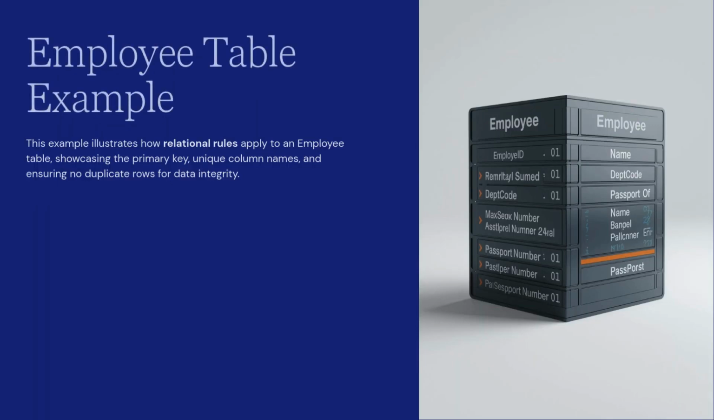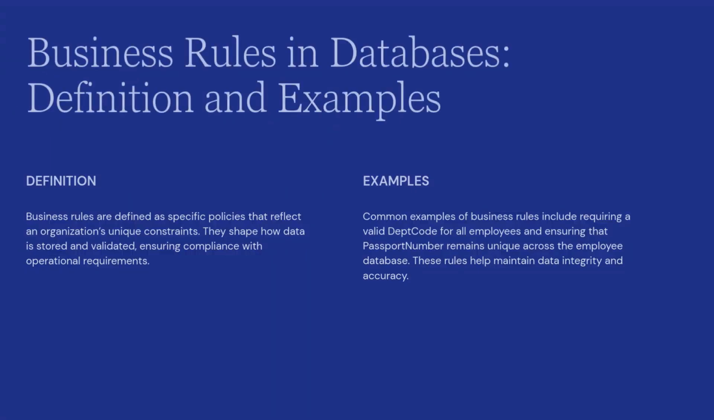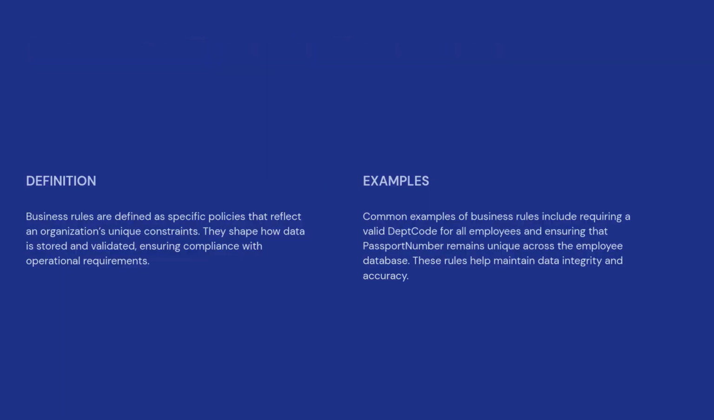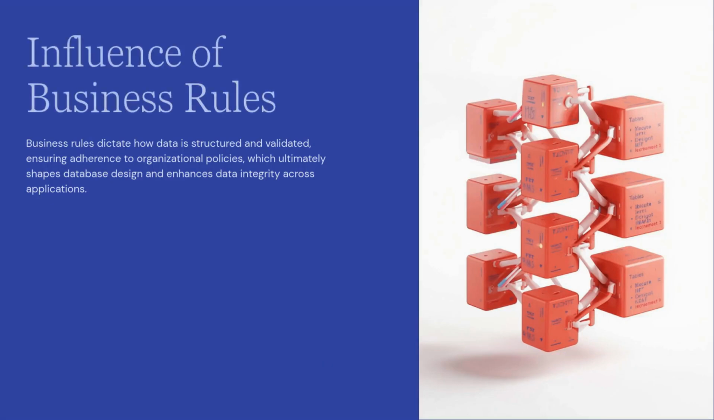Beyond these universal relational rules, we also have business rules. These are specific to the organization or application. For example, every employee record must have a valid department code, and no two employees can share the same passport number. Business rules reflect real-world policies and requirements, ensuring that the database aligns with the organization's needs.